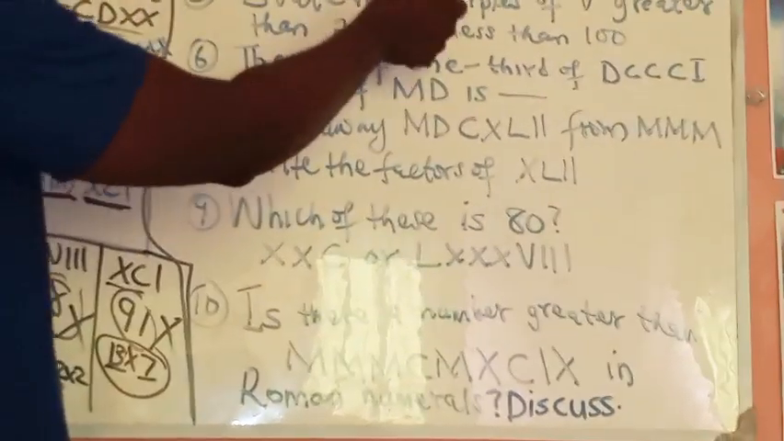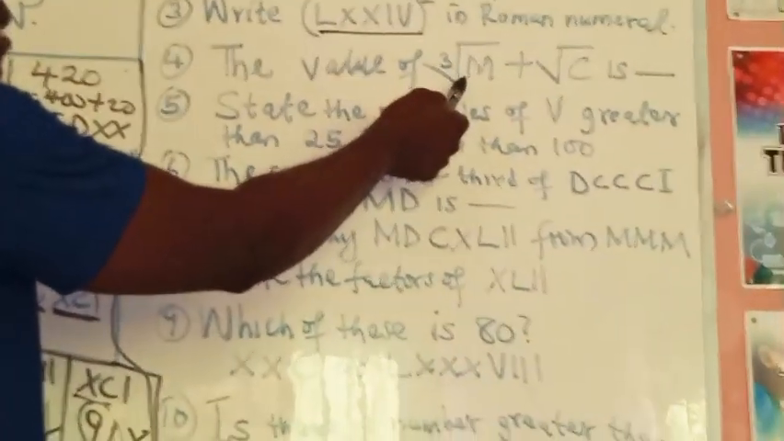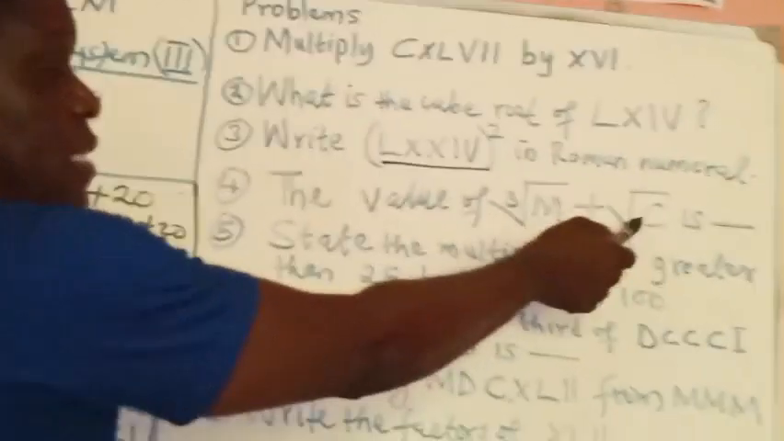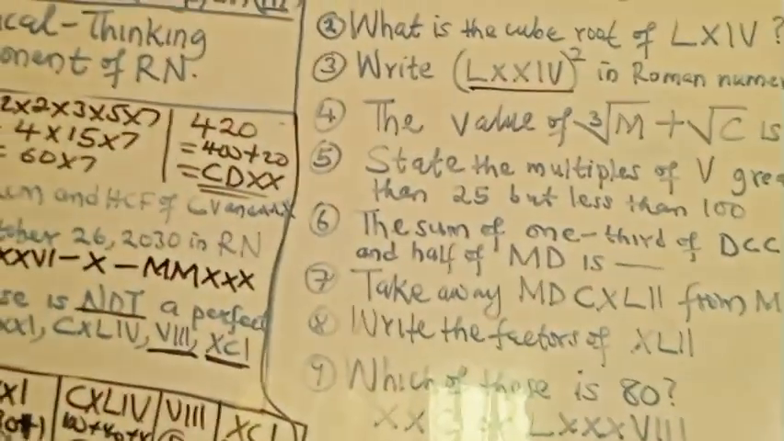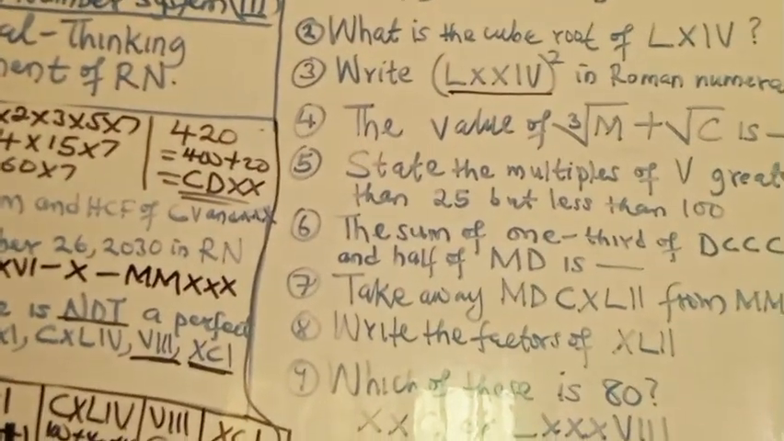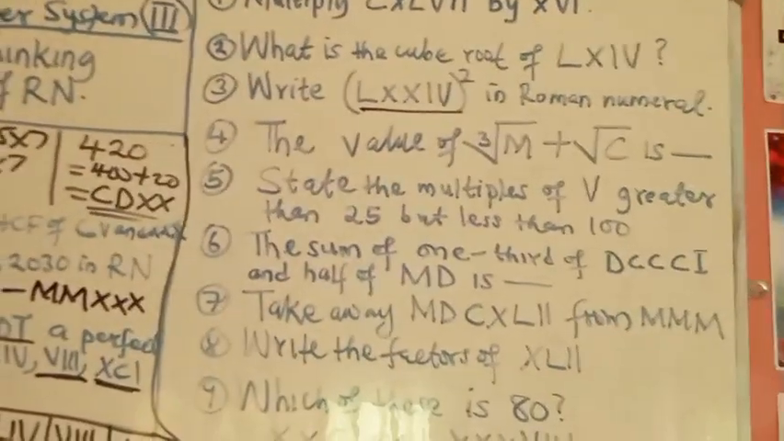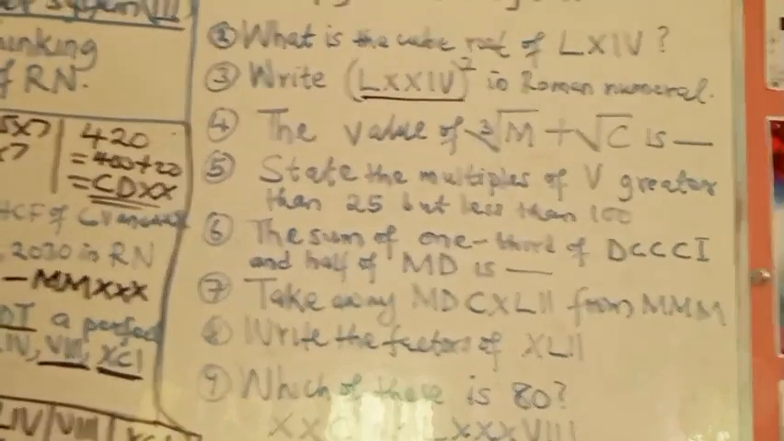Now, the value of cube root of n is 1000 plus square root of c is what? I've already given you the idea of cube root and square root. You already have an idea of that.